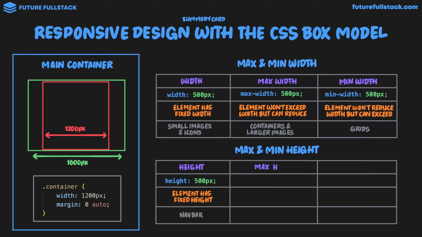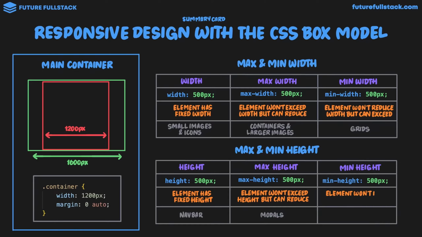We then looked at max height. In CSS, it looks like this, and max height is when an element won't exceed the height, but it can reduce. A common use case we looked at were modals or pop-ups. We then looked at min height. In CSS, it looks like this. Min height means an element won't reduce height, but it can exceed. And we saw a common use case was on section containers.